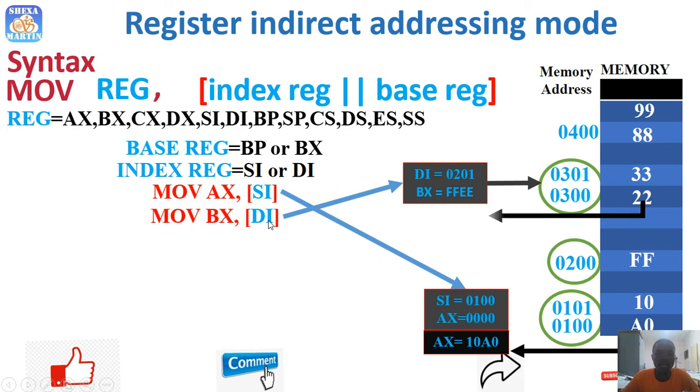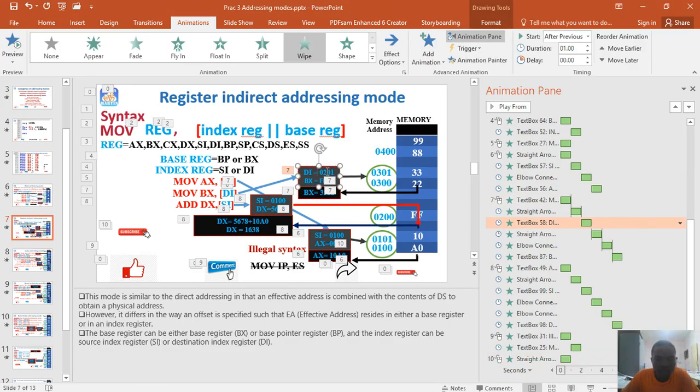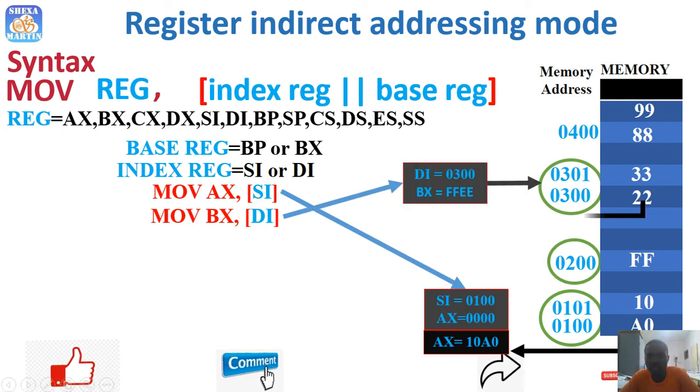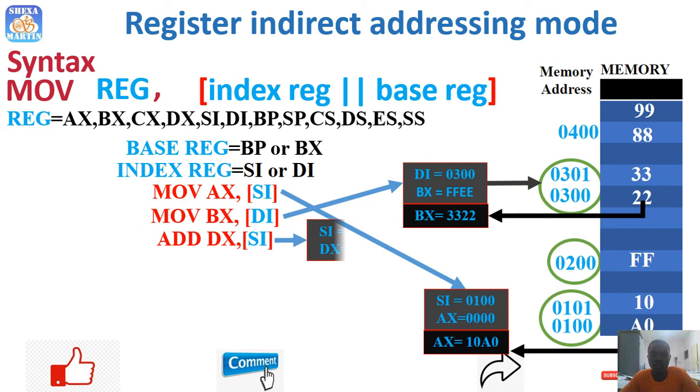Let's check on the other instruction, that one. Move BX, DI. This is what happens. DI has got this value, and this value is the memory address. 0201 is the memory address. So it's supposed to be 0201 here. Just a minute. It's supposed to be 0300. Yeah. Right, so we have that instruction. DI's value is 0300, and BX's value is FFEE. Now what happens is, we take 33 into AH and then 22 into BX. I hope you are getting what I'm saying. From the flow of this code, you must get the meaning.